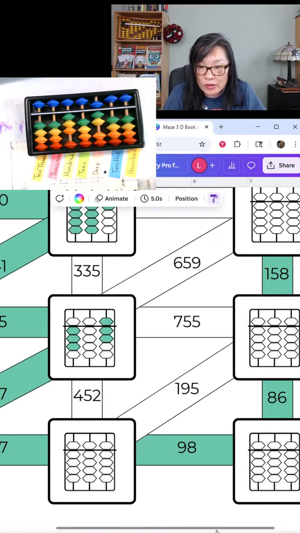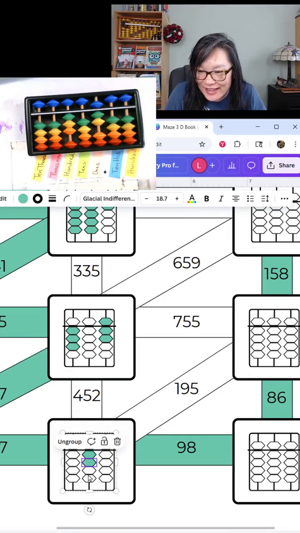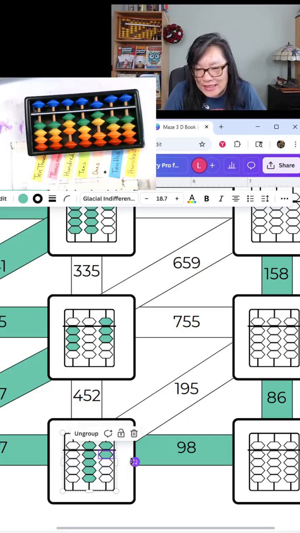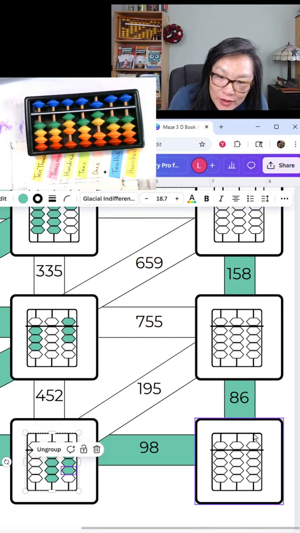What we're doing is we're reading the answers. These are all the answers to my mazes. So you copy the answers, but it's so easy. I'm telling you, it's so easy. Why is it easy? Because what we're doing is we're learning how to read the abacus.